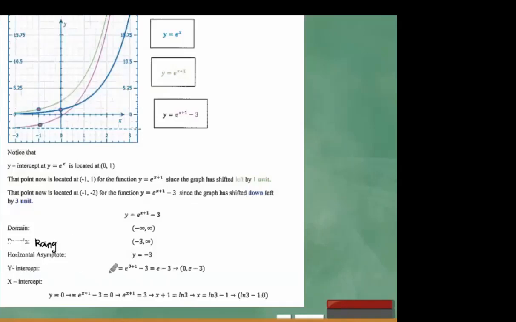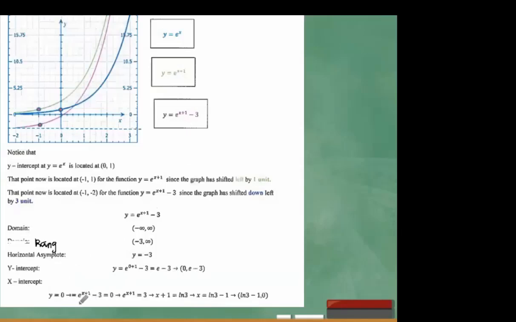And the y-intercept would be when x is equal to 0. If I let x equal 0, y would be equal to e to the power of 0 plus 1 minus 3, which would be just e minus 3. It's just a number, e minus 3. This is where your graph is going to intercept the y-axis. For the x-intercept, you let y be equal to 0 and solve for x.